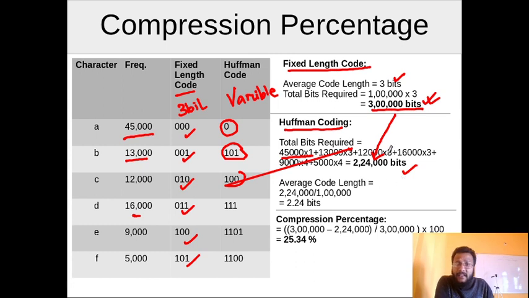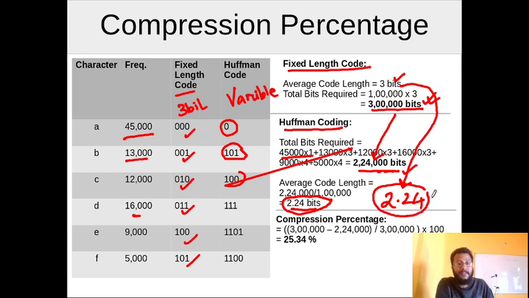So, what is the average code length in this particular case? Total we need 2,24,000 bits, right, and we have 1 lakh characters. So, I divide 2,24,000 by 1 lakh and I get 2.24. On average, each character is of size 2.24 bits. Okay, the fixed length was 3 bits long, this is 2.24 bits long. Practically 2.24 bits is not possible, but this is just an idea.